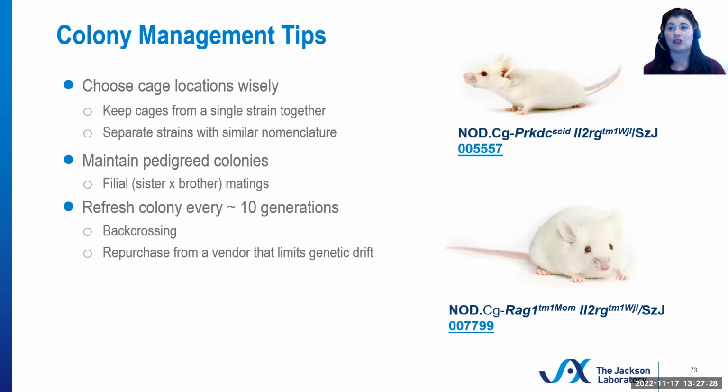To help mitigate this potential genetic drift, about every 10 generations, you should refresh your colony, either by backcrossing to the inbred background or F1 hybrid background, or importing breeders from the same strain from a trusted vendor.